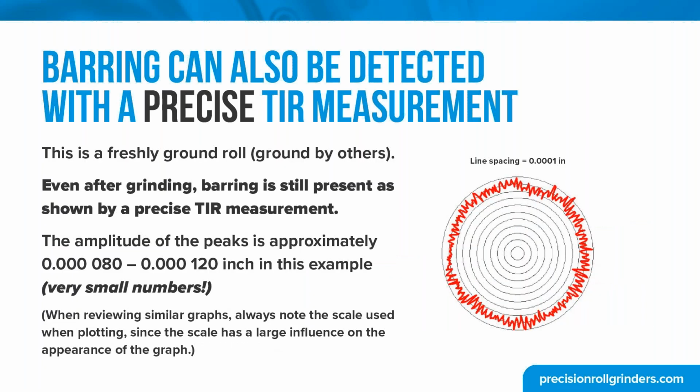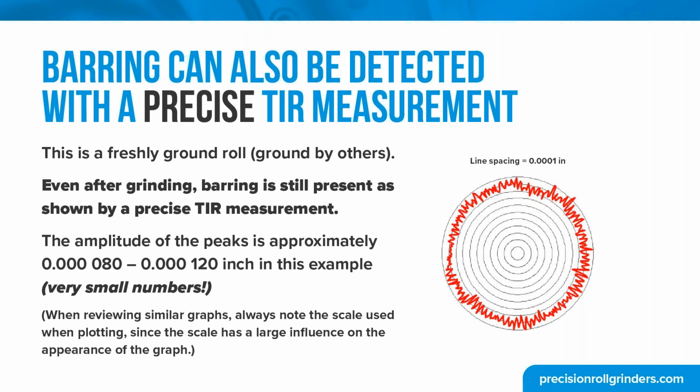Another way to detect barring is with a precise TIR measurement. And so there's a polar plot, and I'm sure many of you have seen these. Once again, this is a roll that was freshly ground by others. Even after grinding, this roll still has barring, and the precise TIR measurement shows this.